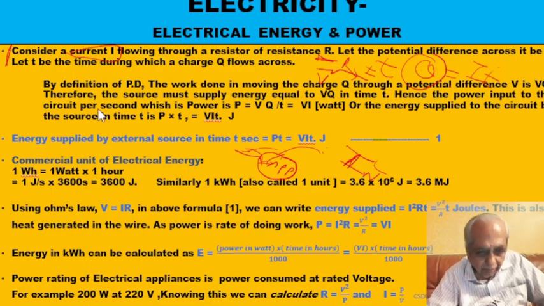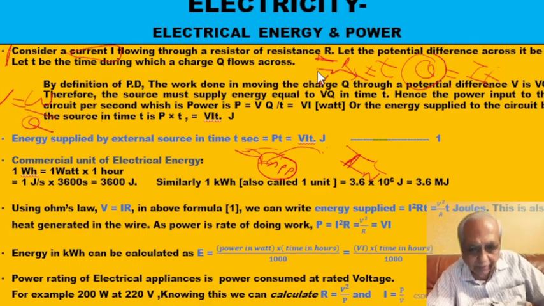Then we have learned potential difference V. What is potential difference V? It is work done by moving charge Q, so we divide by Q. It is work done per unit charge. So, V is W upon Q. So, work done in moving charge Q is V into Q. Now in this conductor, I have moved a charge Q. Potential difference is V. So, my work done is equal to V into Q.